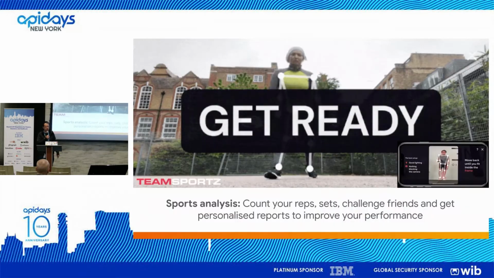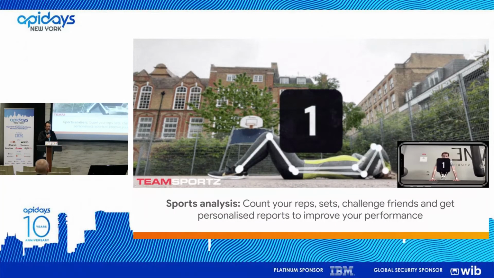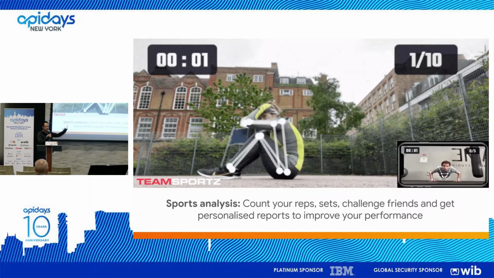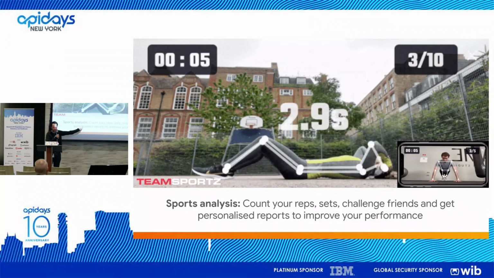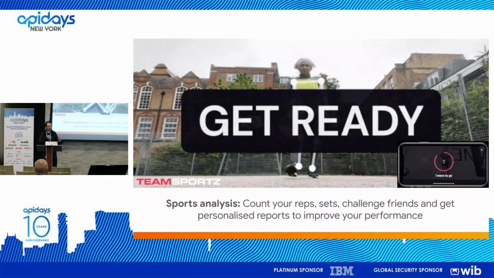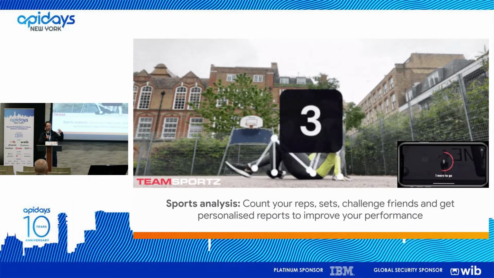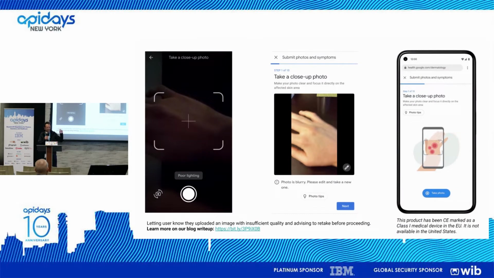Linked to this, we've also got Team Sports, which focus on sports and fitness and that kind of area. So again, it's using one of our body pose estimation models, as you can see in action right there. And this can even work on mobile phones. And you can count your reps, your sets, challenge your friends, get personalized reports, and see that over time, and then become a better athlete overall. And remember, all of this is running in the browser, okay?